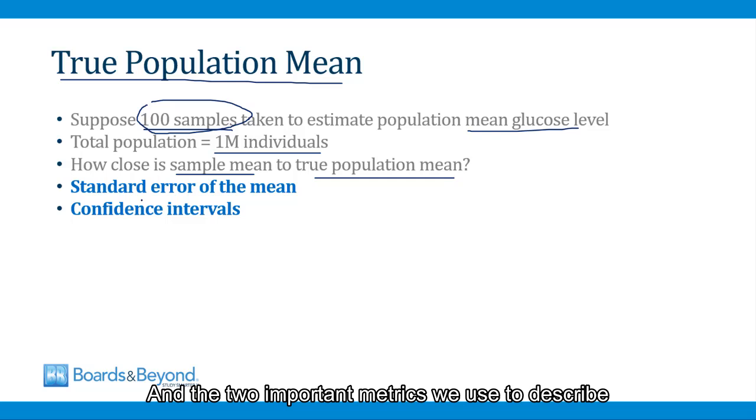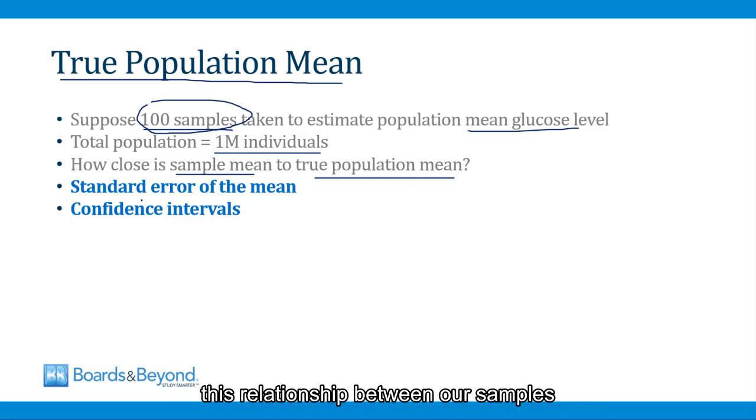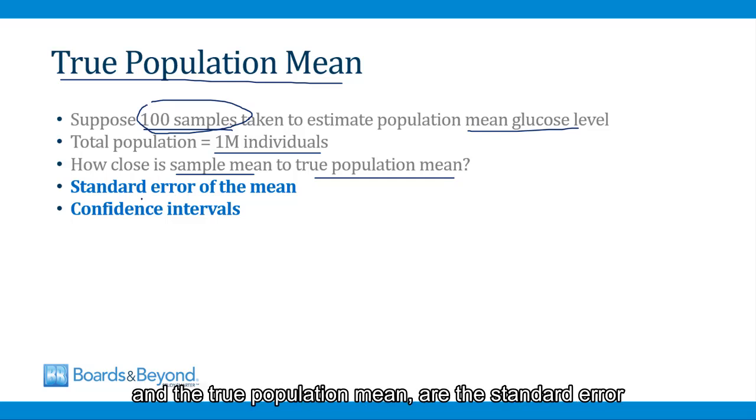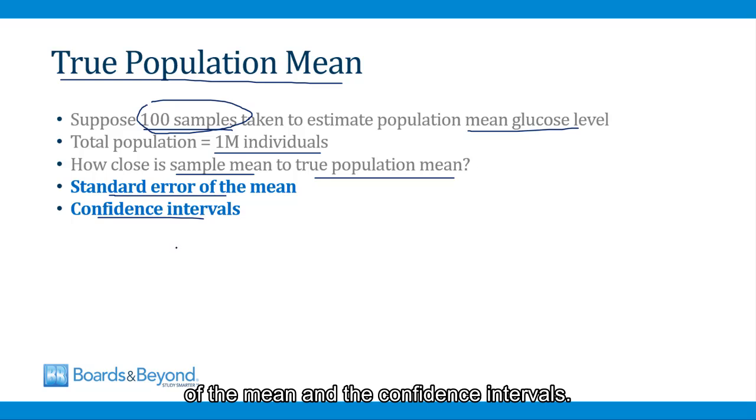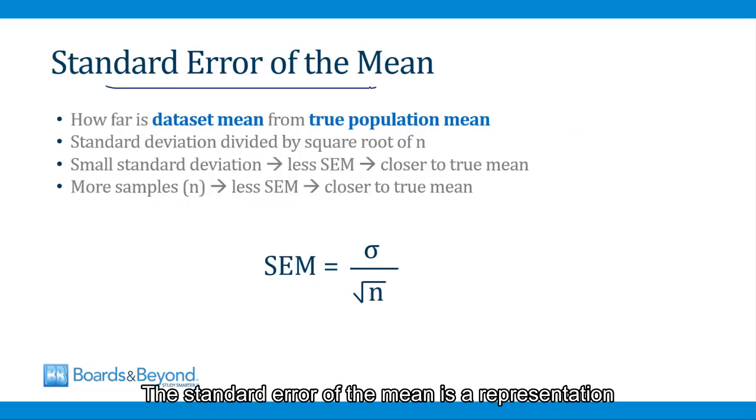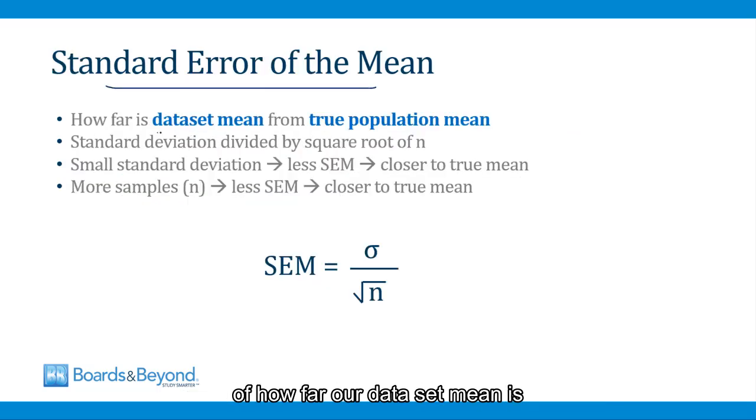And the 2 important metrics we use to describe this relationship between our samples and the true population mean are the standard error of the mean and the confidence intervals. The standard error of the mean is a representation of how far our data set mean is from the true population mean.